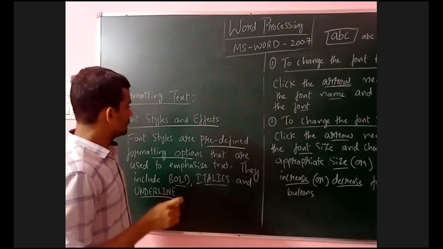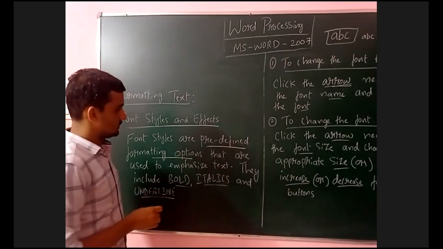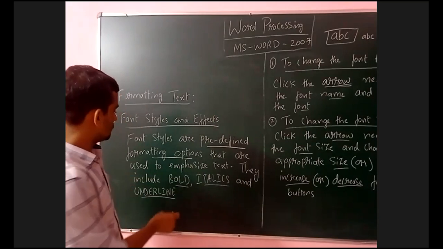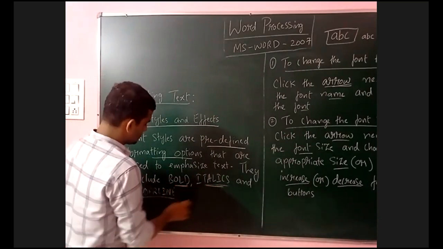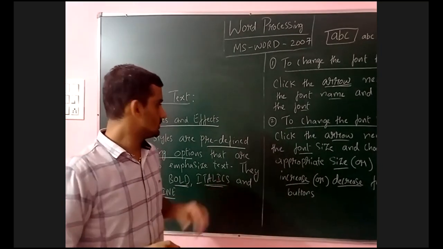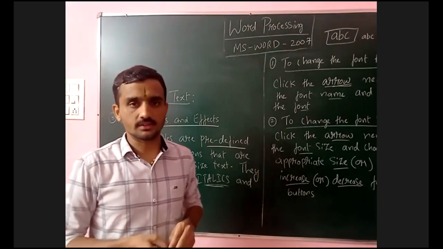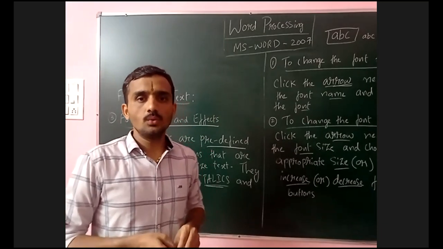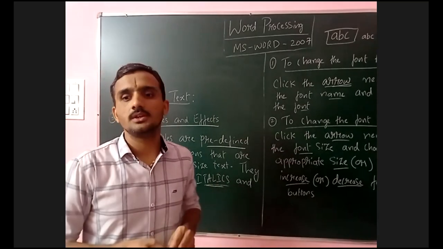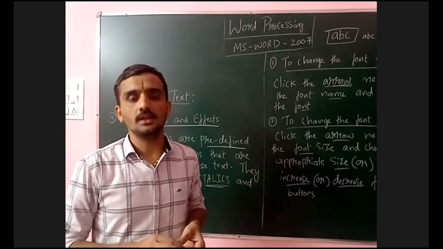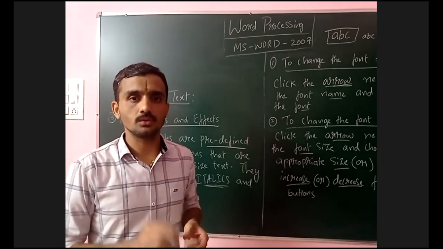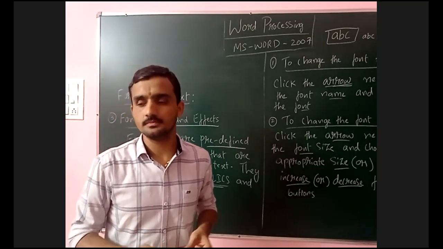So here, in the case of font style, the predefined options used to emphasize text include bold, italics, and underline. These options we have in font styles and effects. How to use these options practically, we will see in the next class. After that, we will continue with the further topics of the MS Word 2007 application. Okay, fine.